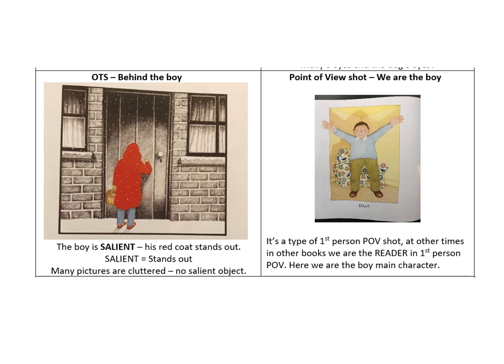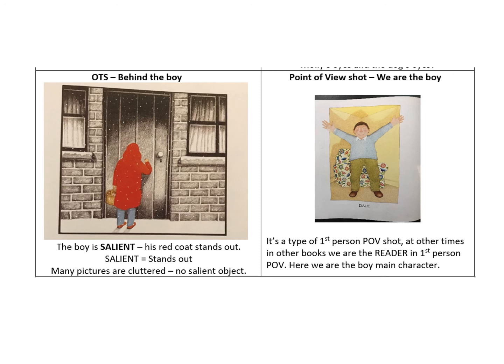In this particular example here, we also talked about the fact that the boy is salient in this picture. He really stands out, and it's because his coat is red. But sometimes people are salient because they are huge on a page or central. And of course, many pictures don't have anything salient because the pictures are really cluttered. So don't go there with salient unless there's something that really jumps out.